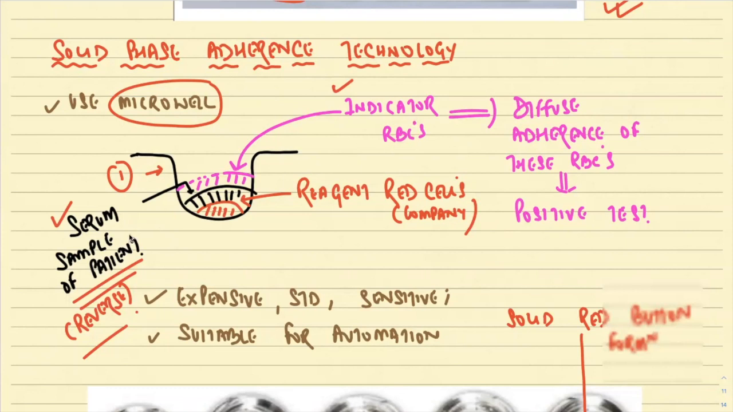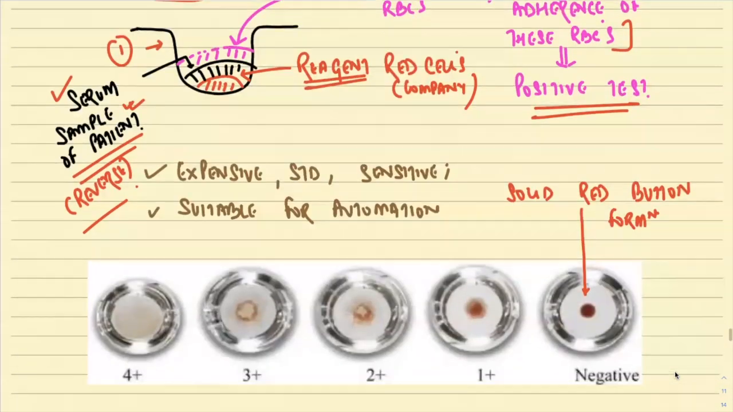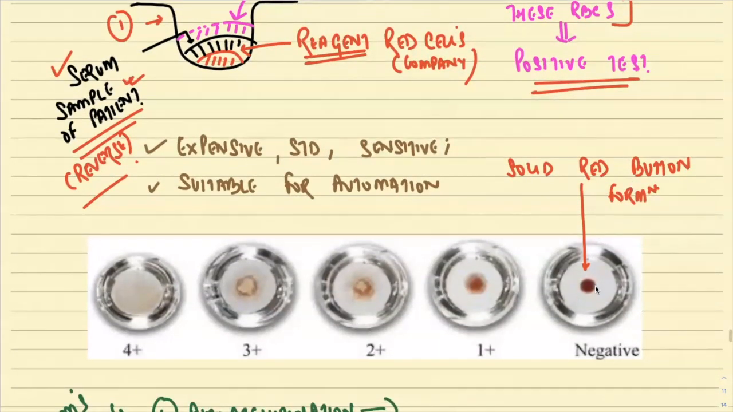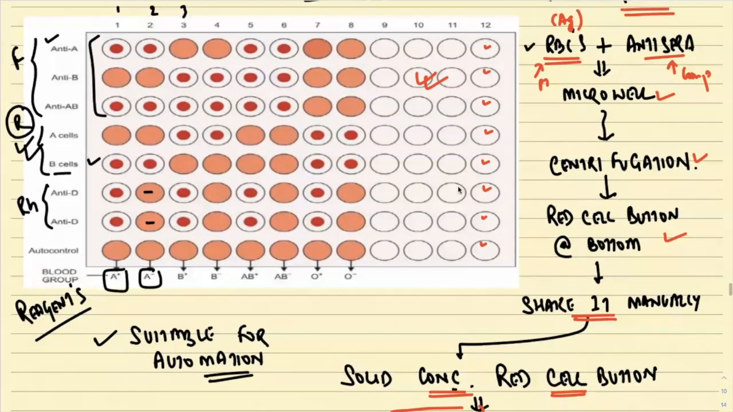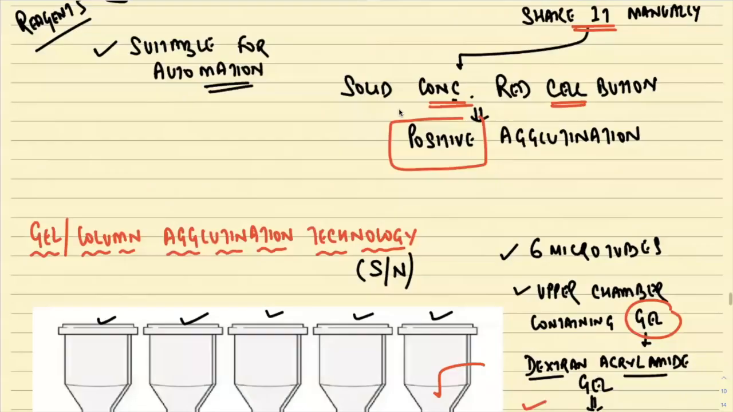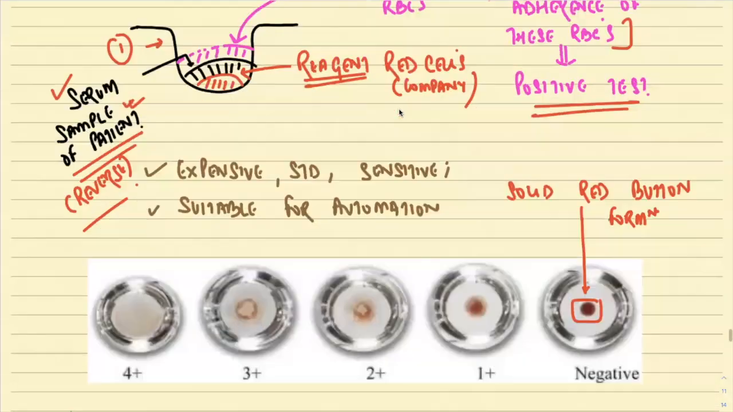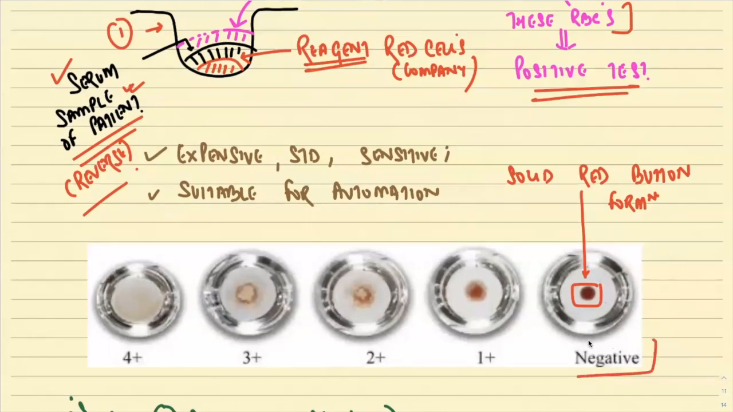Now, only if the patient's serum sample containing the corresponding antibody is going to bind with this reagent red cell, only then the indicator RBC is going to combine with this antibody. And the diffuse adherence of these RBCs is taken as a positive test. If a solid button is formed like this, this test over here was taken as positive. But if you see over here, it is completely opposite. Something like that formed over here is taken as negative.